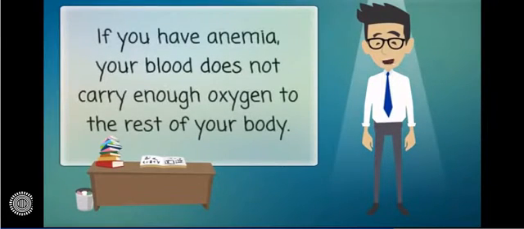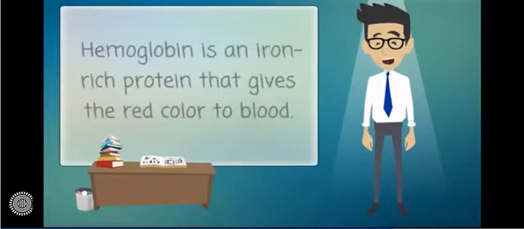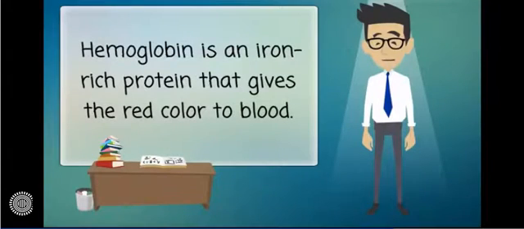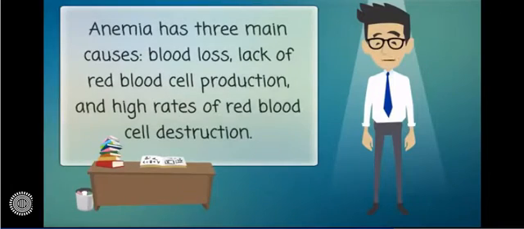If you have anemia, your blood does not carry enough oxygen to the rest of your body. The most common cause of anemia is not having enough iron. Your body needs iron to make hemoglobin. Hemoglobin is an iron-rich protein that gives the red color to blood. It carries oxygen from the lungs to the rest of the body. Anemia has 3 main causes: blood loss, lack of red blood cell production, and high rates of red blood cell destruction.